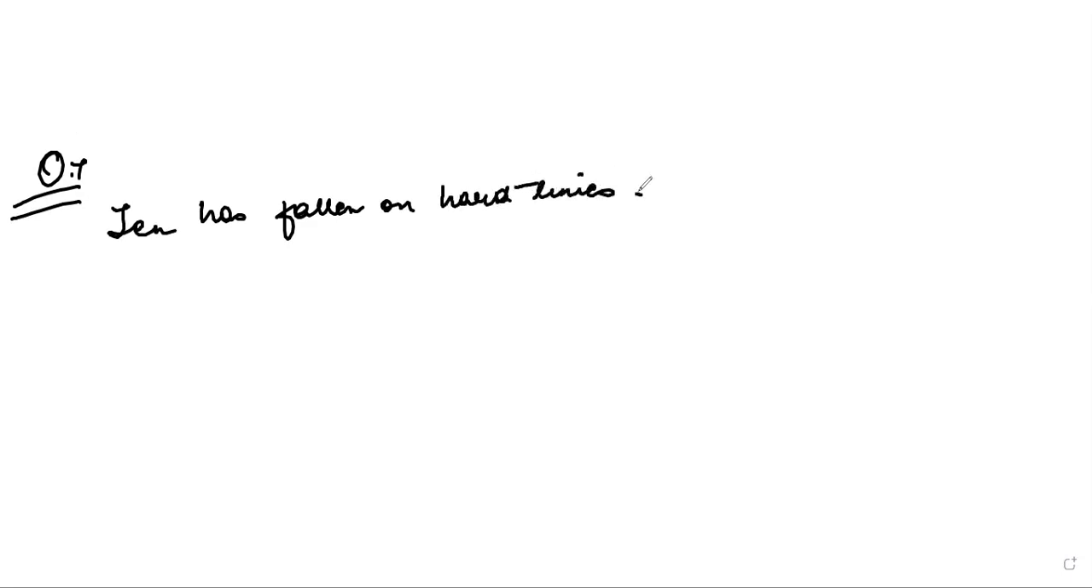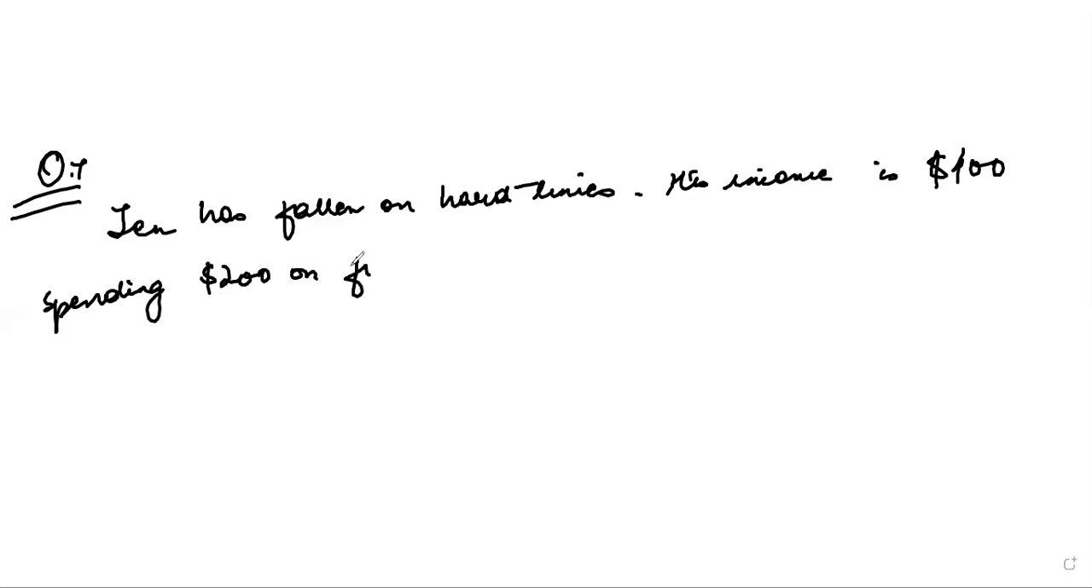This is a question set from the problem set of demand. The question says the following. Jen has fallen on hard times. His income is $400, spending $200 on food and the remaining on all other goods.